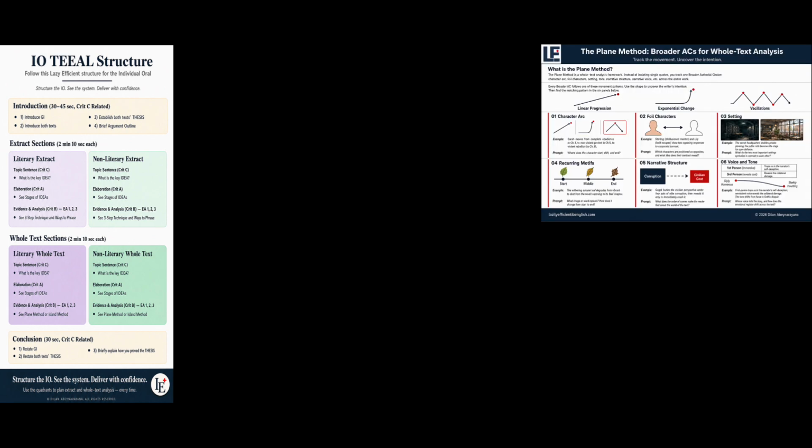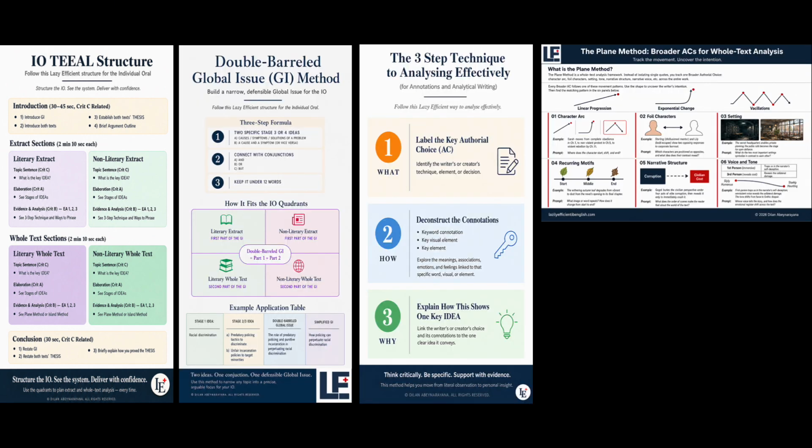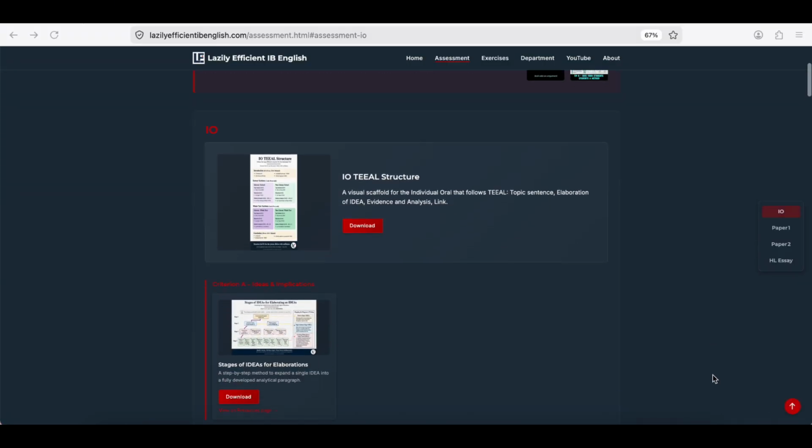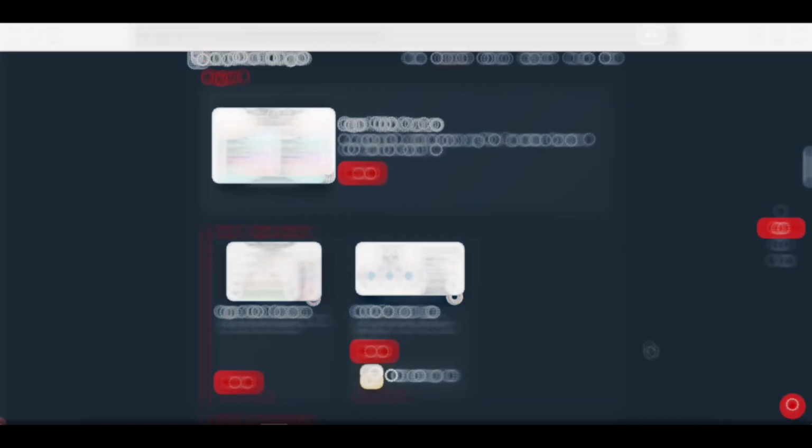And one important thing to note is that none of this works if it's only introduced the week before the IO. The stages of ideas, the double barrel GI, plain method, the 3-step technique, the teal structure, all of these are taught in every single class, so students are constantly aware of how to engage with these skills. And luckily for us in Lang and Lit, all of these skills are the same ones they're going to need in the paper 1, paper 2 and HLSA, as well as the IO.